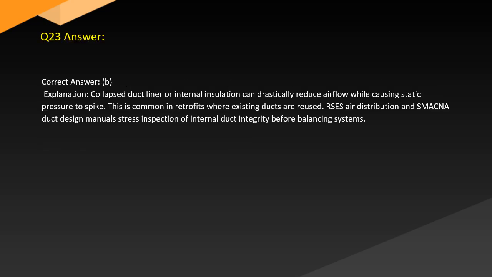Answer. Correct answer, B. Explanation. Collapsed duct liner or internal insulation can drastically reduce airflow while causing static pressure to spike. This is common in retrofits where existing ducts are reused. RSES air distribution and SMACNA duct design manual stress inspection of internal duct integrity before balancing systems.